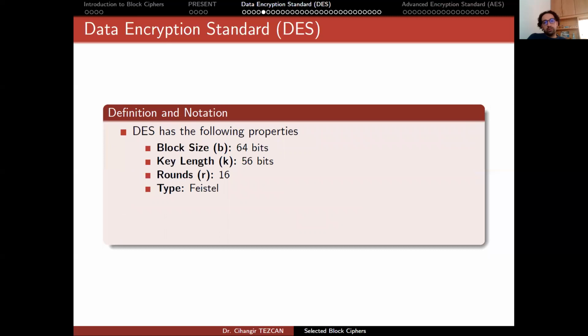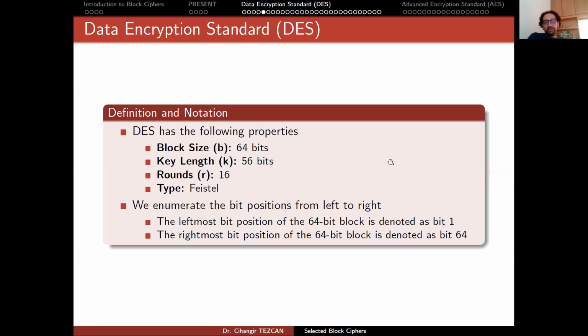So let's recall the definition of DES. DES has the following properties. The block size is 64 bits. Key length is 56 bits. Actually, it is 64 bits, so it is 8 bytes. But the most significant bits of these bytes are not used for the encryption purposes. It is just for error checking. So in practice, the key length is 56 bits. There are 16 rounds, and the type is Feistel-style.